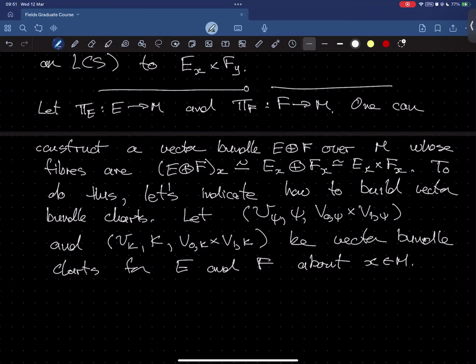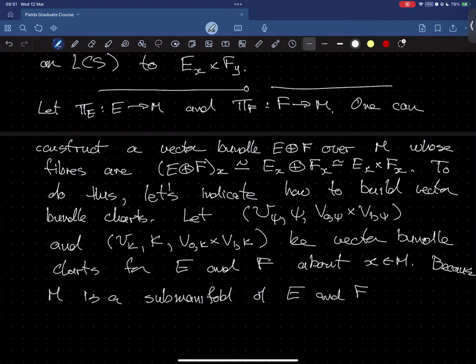So notice, because M is a submanifold of both E and F, okay, which we verified last time.